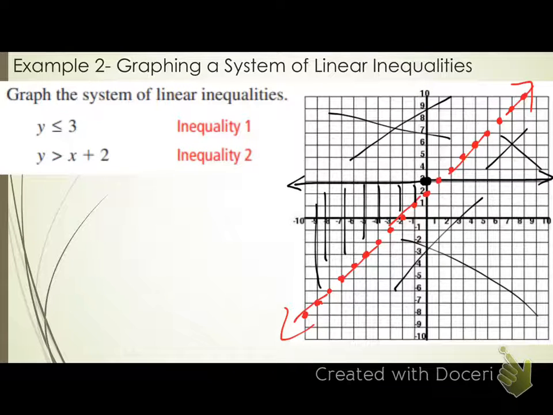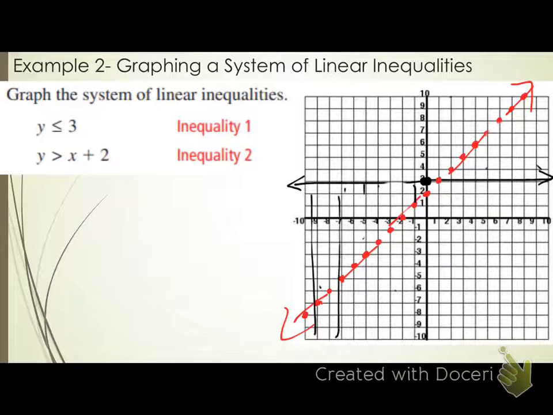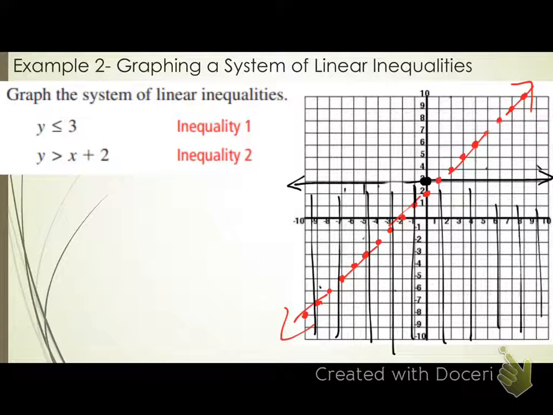Another way you can look at it is similar to the way we just saw it on the previous slide. Let me erase my X's. So, y is less than or equal to 3. We said we shade below that line, so I could shade everything below that line. And then y is greater than x plus 2. Am I shading above or below that line? Above. I can shade above that line.